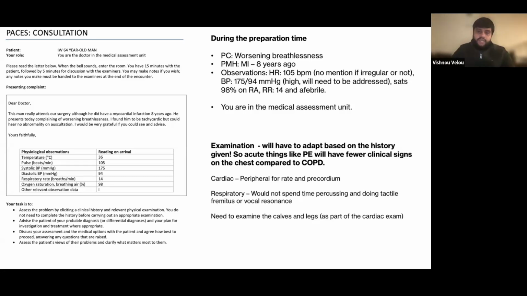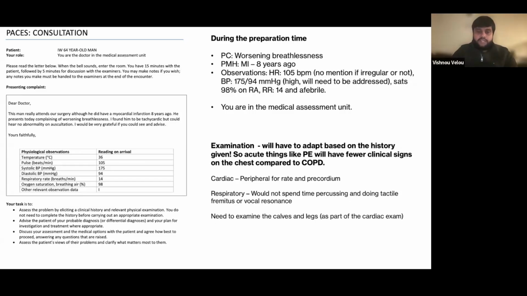Whereas if the signs are more suggestive of COPD, or even pulmonary fibrosis, then I'll spend a bit more time on the chest. And I would do maybe less cardiac. So I wouldn't do collapsing pulse, for example. So that would be pushed away.